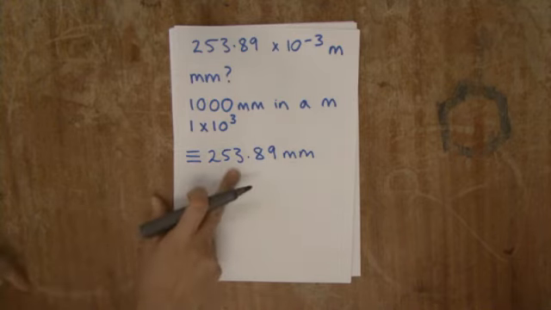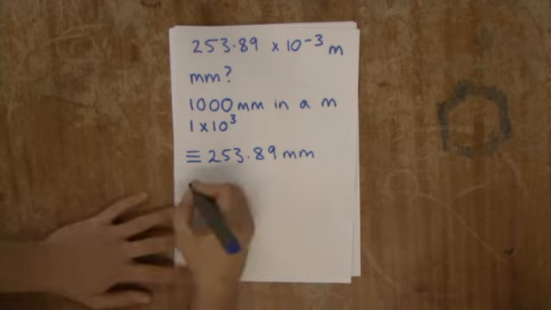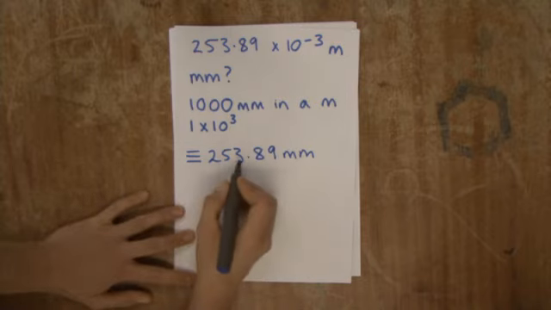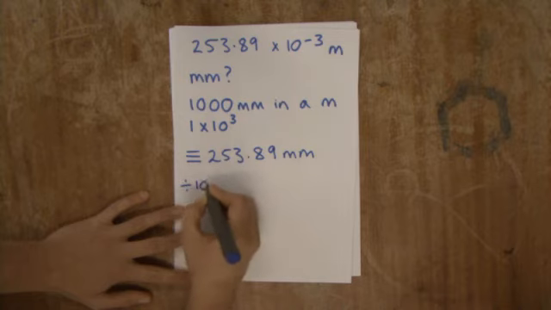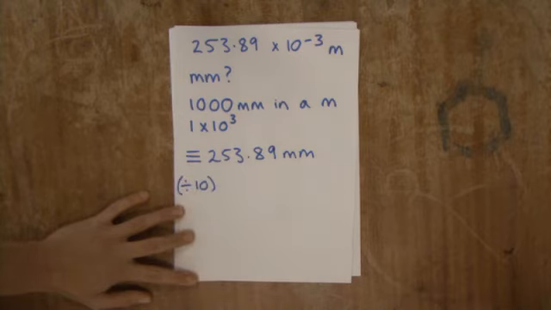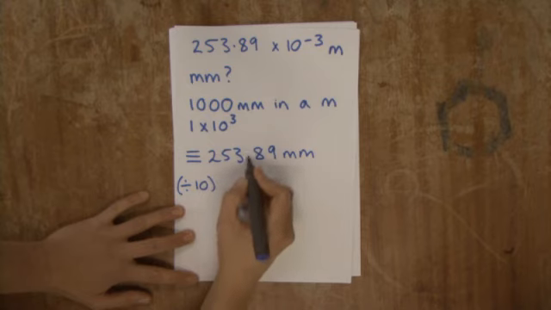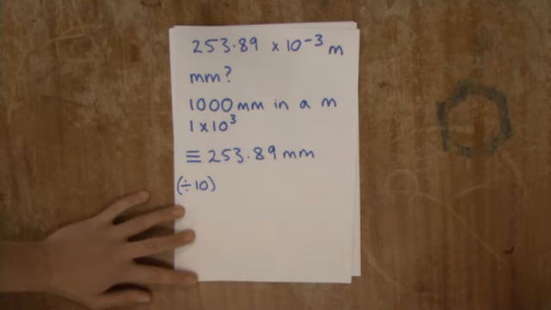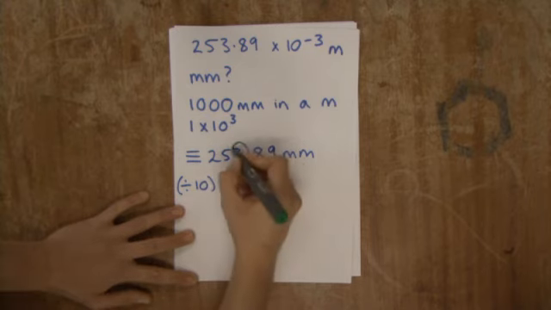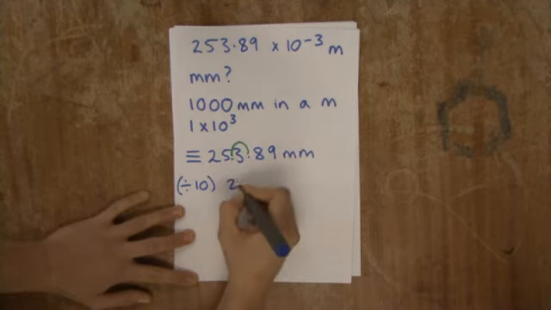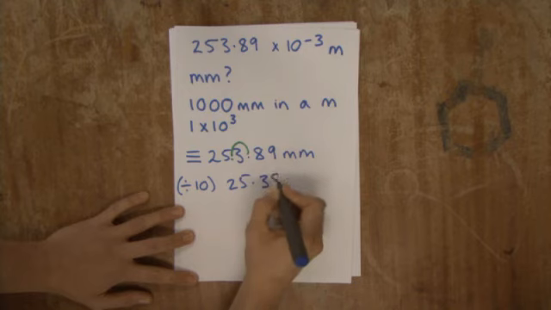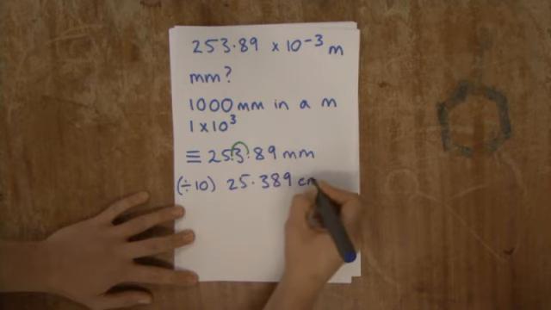How many centimetres is that? Well, we know that there are 10 millimetres in a centimetre, so you need to divide it by 10. So you can divide by 10, literally just like before, you just take this over here, put the new point in. So that's divided by 10. So it's 25.389 centimetres.